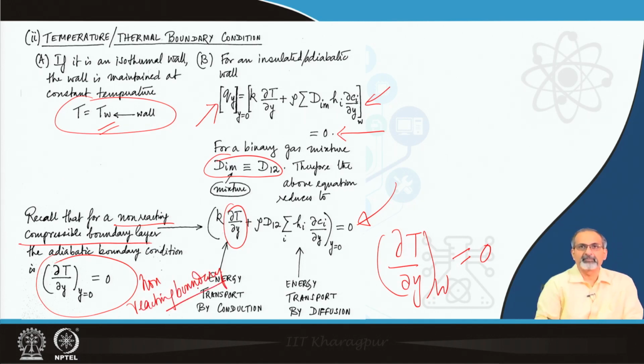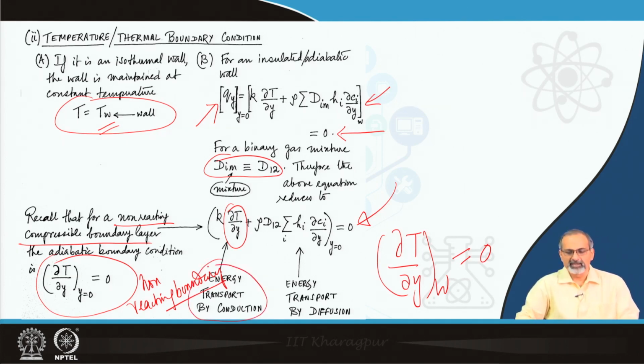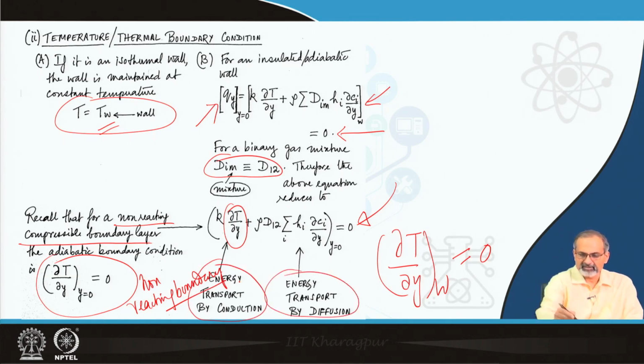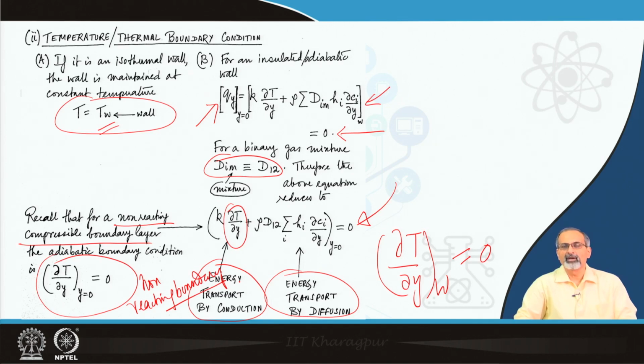If reactions take place, then the boundary condition looks quite different. One part of the boundary condition is the energy transport by conduction, the other part is the energy transport by diffusion. The sum of the two should go to 0, and that is basically the boundary condition we have to impose in the case of an insulated or adiabatic wall for a reacting situation.